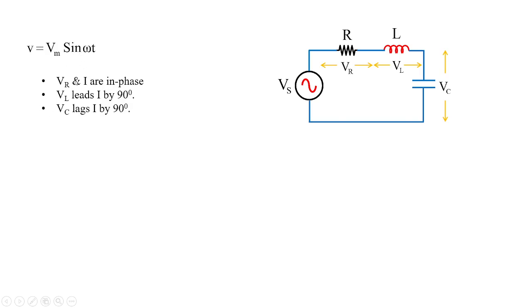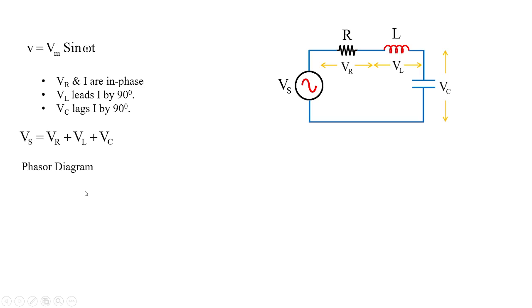know that for a resistor VR and I are in phase, whereas in the case of a pure inductor, the voltage leads current, and for the capacitor voltage lags current. So total supply voltage is equal to the algebraic sum of these voltages, that is the voltage across resistor, inductor and capacitor, given by VR plus VL plus VC.